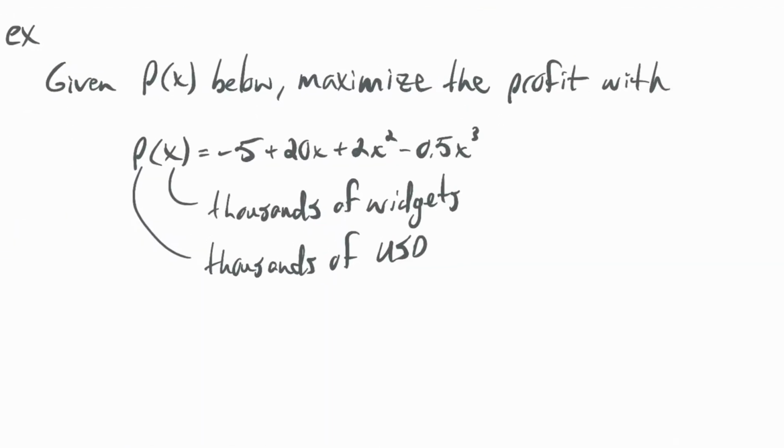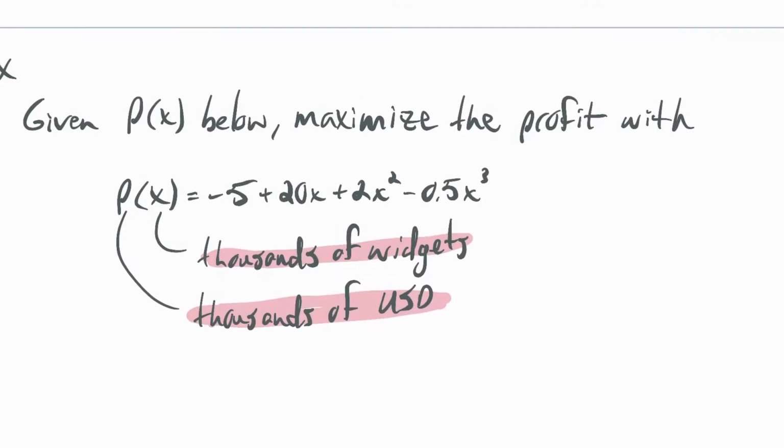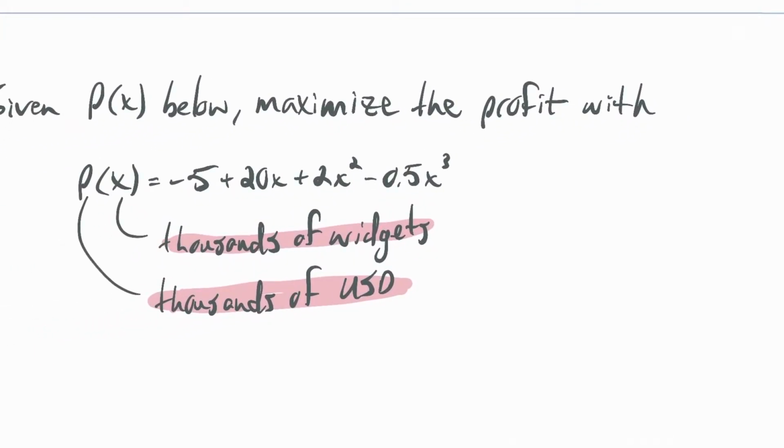Okay, so this is a little more indicative of what we would get in this course. So let's say we have some profit function. If you make X thousands of widgets, then you're going to make P thousands of US dollars, right? So the problem is to maximize the profit function with, probably the problem got cut off. Okay, I'll put it here.